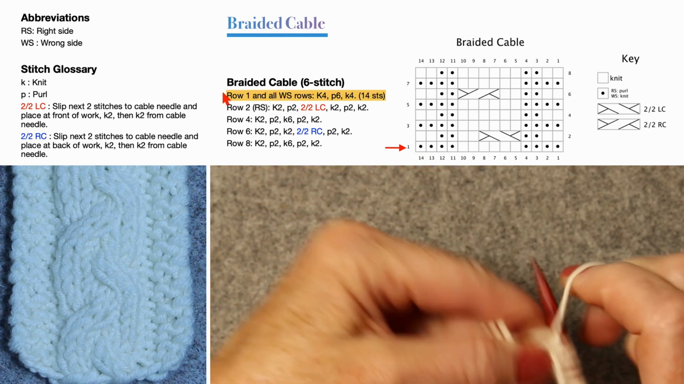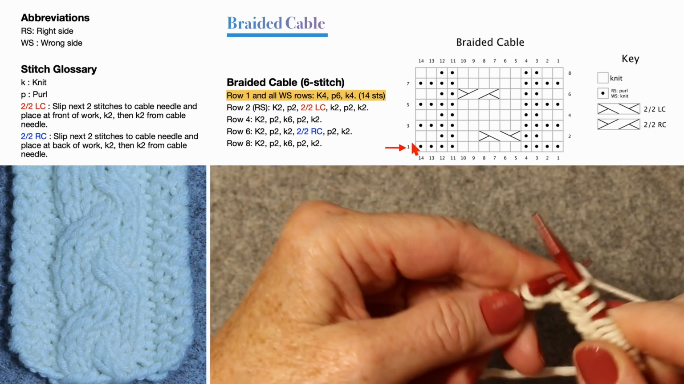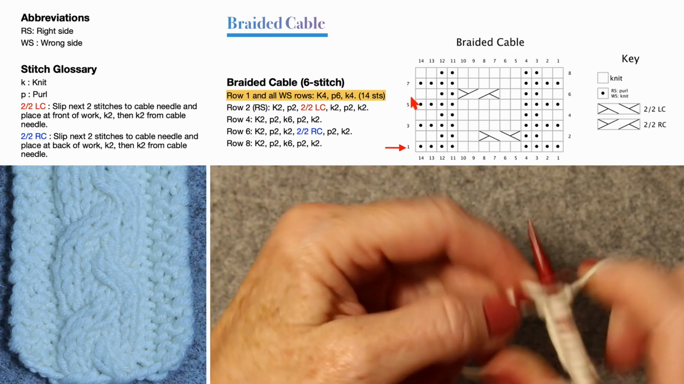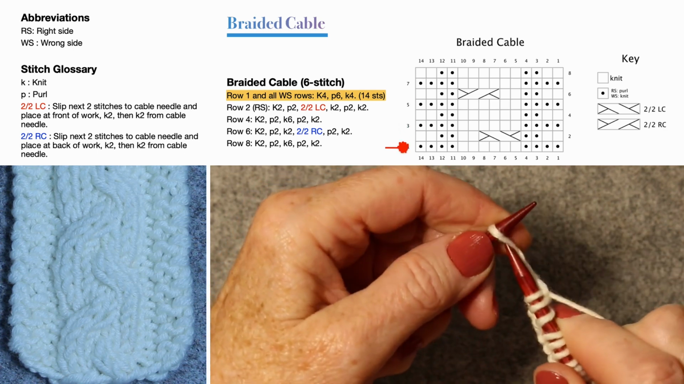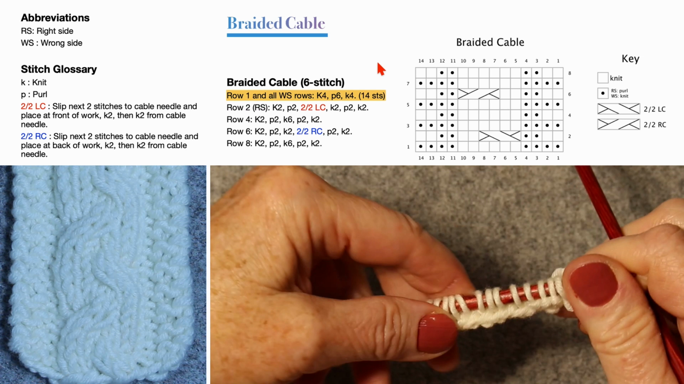You'll note that the written instructions progress downward, but the graph progresses from the bottom up because it's a graphical representation of the completed work. You'll find some patterns simply say knit the knits and purl the purls on the subsequent wrong side rows. This is a shorthand notation which just means to work the stitch the way you see it. The first row on that wrong side is setting up the braided cable pattern for you.